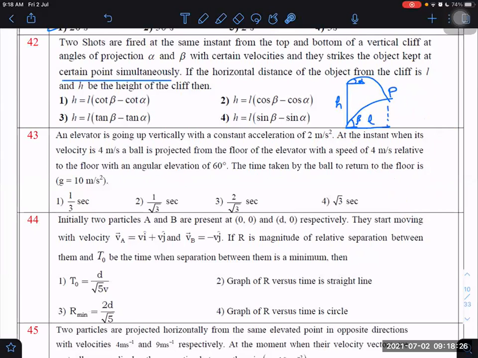So now the relation between these we can get by equating times.